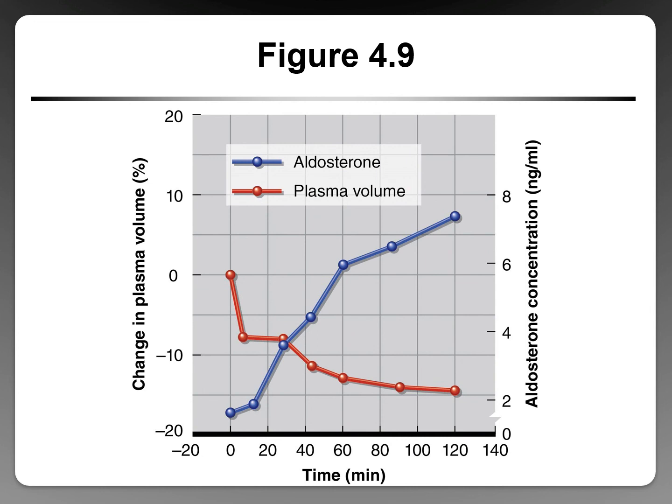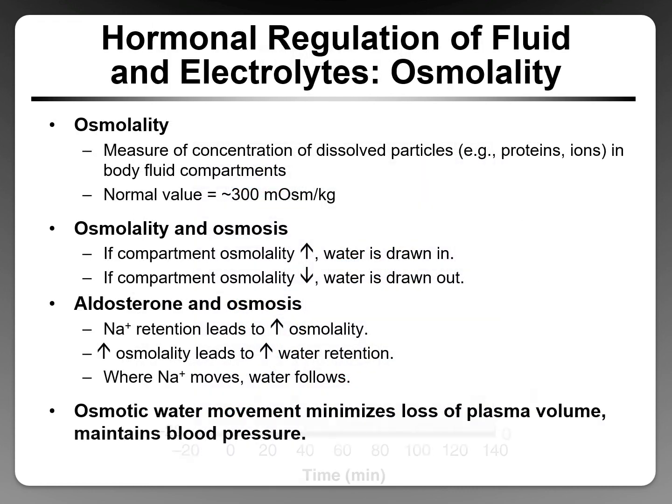This graph shows the interaction between plasma volume and aldosterone concentrations. As you can see, as physical activity continues over time, plasma volume will start to decrease. This will cause an increase in aldosterone to try to minimize the change in plasma volume.